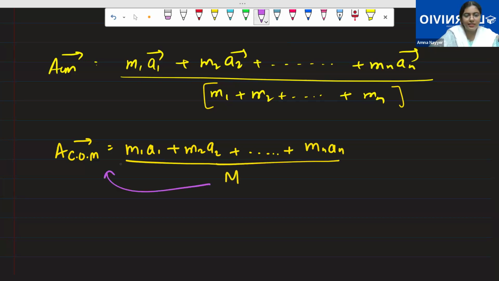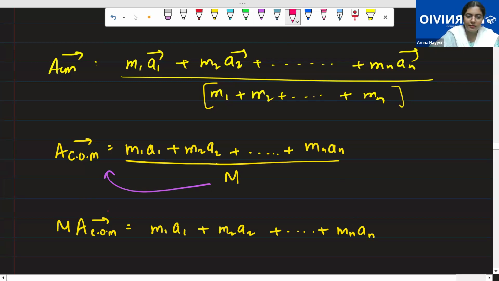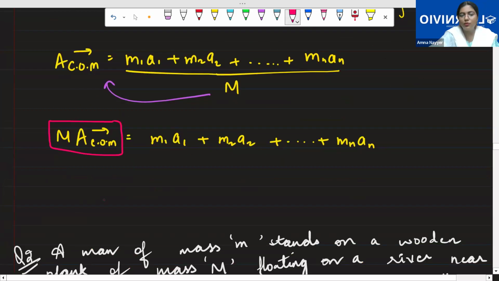If I shift this M over here, M a_COM is equal to m1 a1 plus m2 a2 plus m3 a3, m4 a4, m5 a5 and all till mn an. Can anyone tell me what this is? Force. Very good. This is the force on the center of mass.